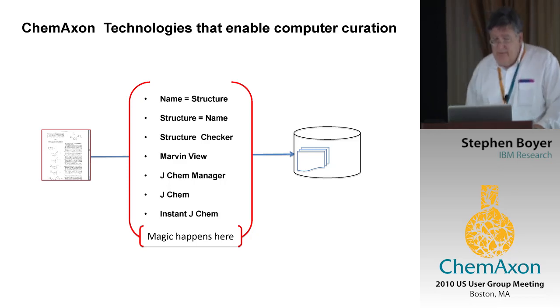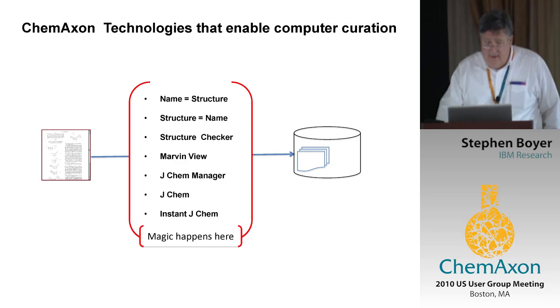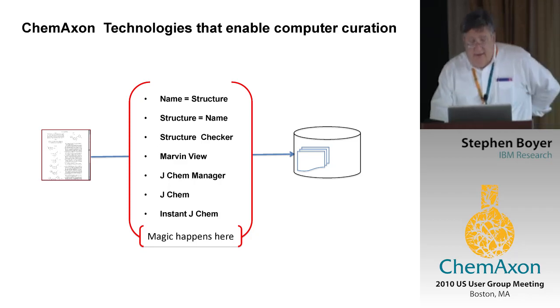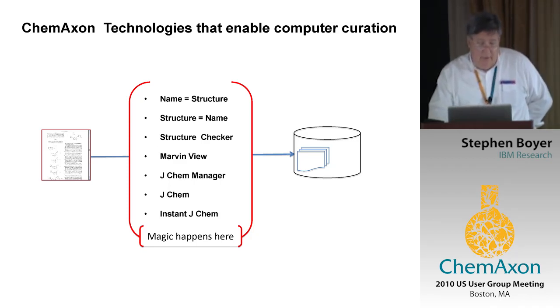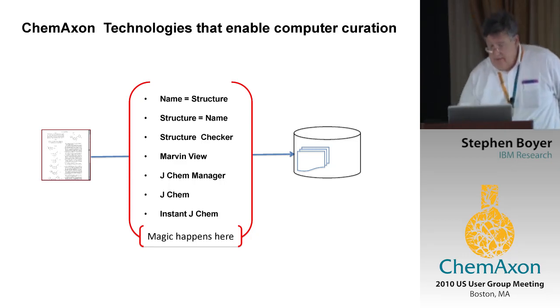So I was asked to summarize some of the different ChemAxon technologies that can be used in this overall process. Basically, the name to struct, the structure to name, the structure checker. Marvin View we use to view the results. We also use Marvin to draw the input and create the input for this.